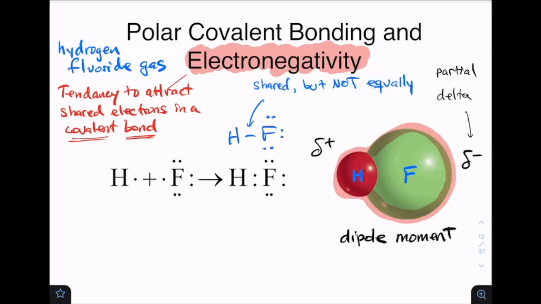And there's actual numbers that we could measure. Don't worry, we're not going to be doing that in this class, okay? But I do want you to be familiar with the overall symbol that we use for a dipole moment. And it looks like this. It's an arrow with the arrowhead pointing towards the delta negative side. And then we put a plus at the end of the tail. And that's on the delta positive side.